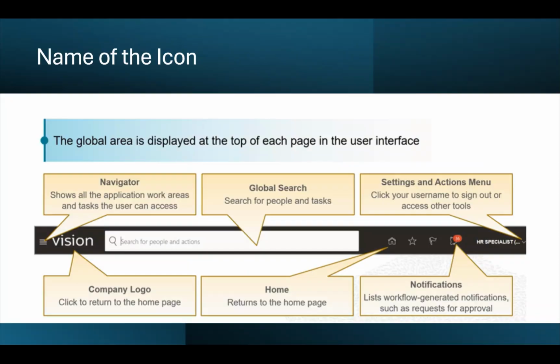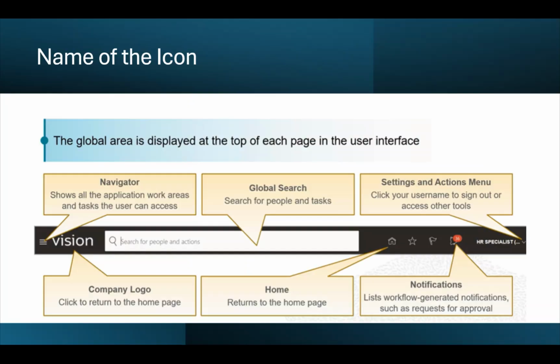And here we need to understand what the navigator is. The navigator is nothing but where we can see all the applications, all the icons, or all the functions that we have access to. And the global search is where we can search for the people, the task, and other things too. And the settings and actions menu will help you to log out from the application. You can see the application details, which version it is, and this is also an area where we access the setup and maintenance. And the company logo is customizable, so we can customize it based on the requirement.